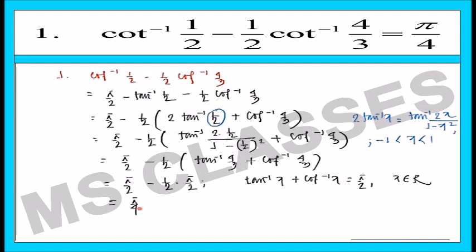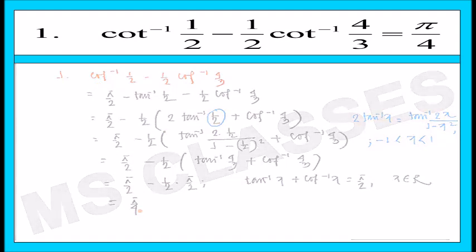Another way of solving this problem is this also. Sometimes you can do it that way directly, that is, suppose you convert everything to tan inverse and then solve. Here also you can do this, or you can do that. Next, we move on to question number 2.